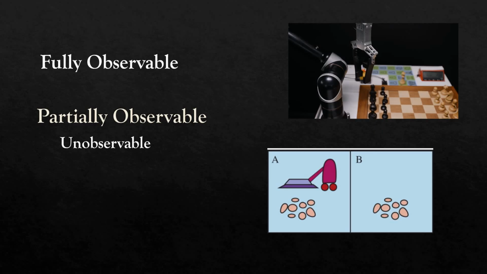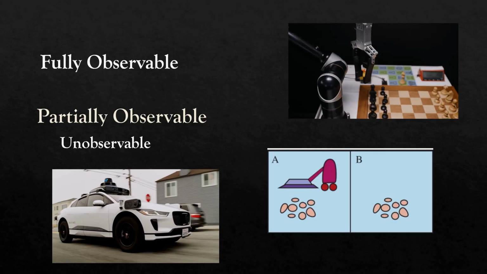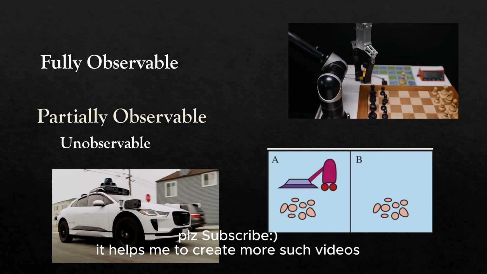And next we have unobservable. An unobservable environment means there's no sensory data, no sensory input at all. An example of this would be a self-driving car with no sensors. If it does not have any sensors, it is an unobservable environment. It cannot detect traffic, roads, or passengers, essentially operating blindly. So this is what you call an unobservable environment.